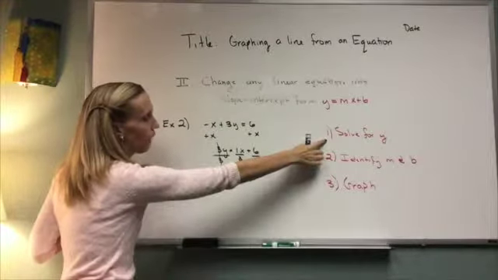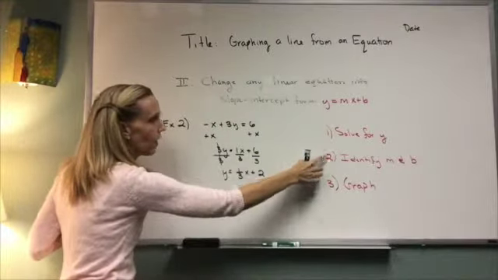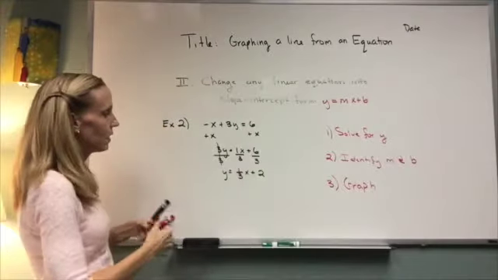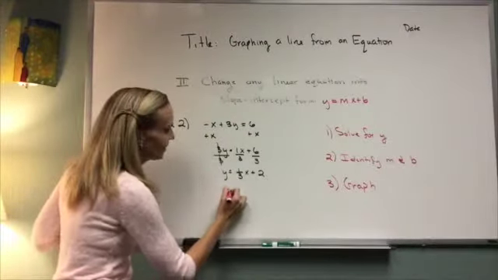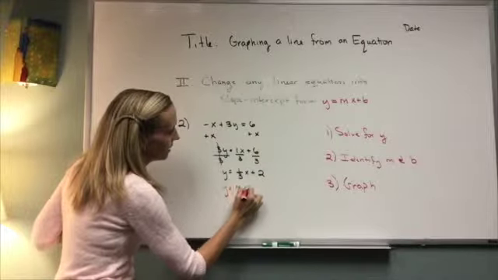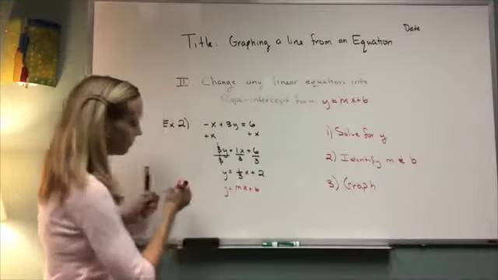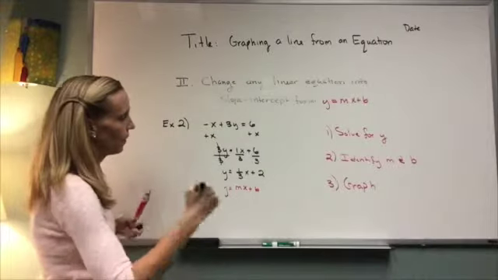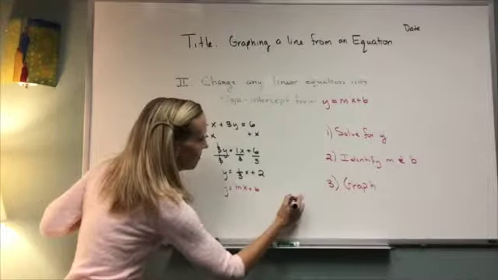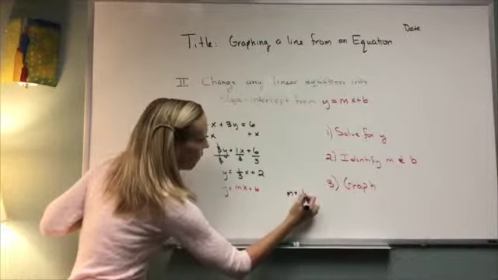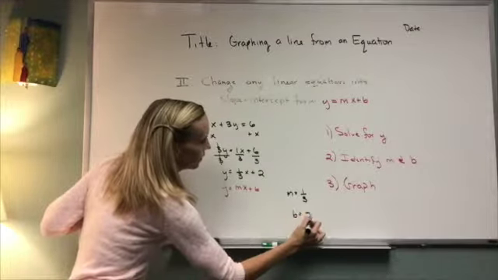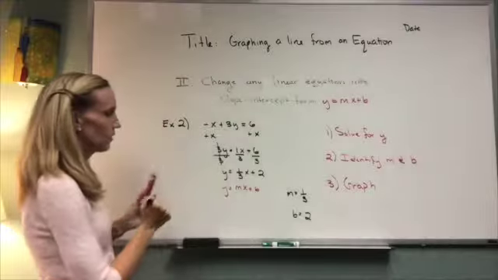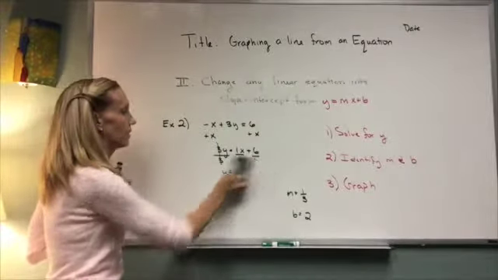So now we've solved for y, which means we can identify our m and our b because we put it into y equals mx plus b form, our slope-intercept form. So we have an m of positive 1/3 and an intercept of 2. So now we can graph that line.